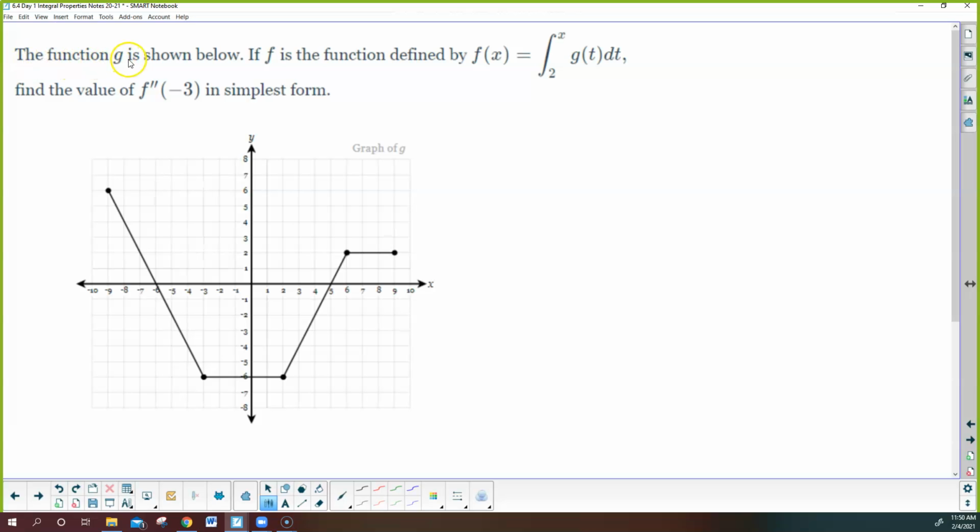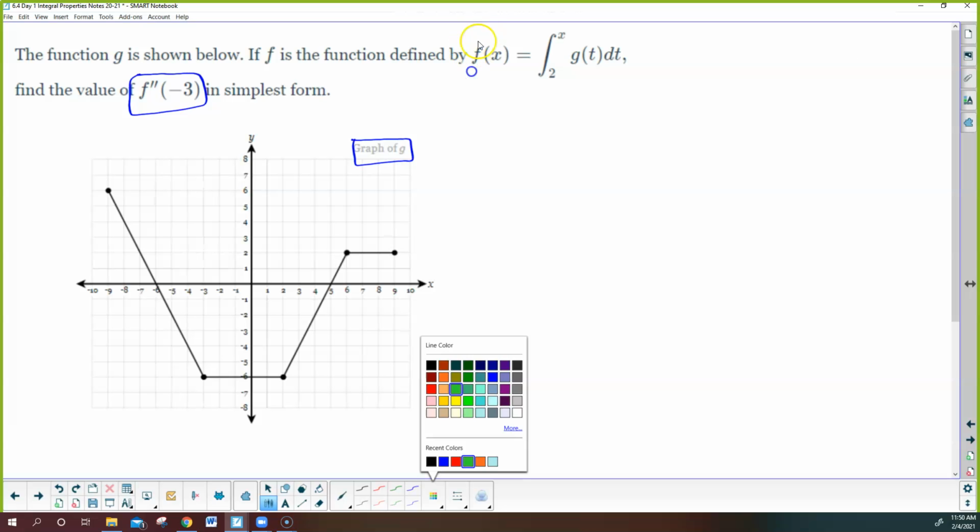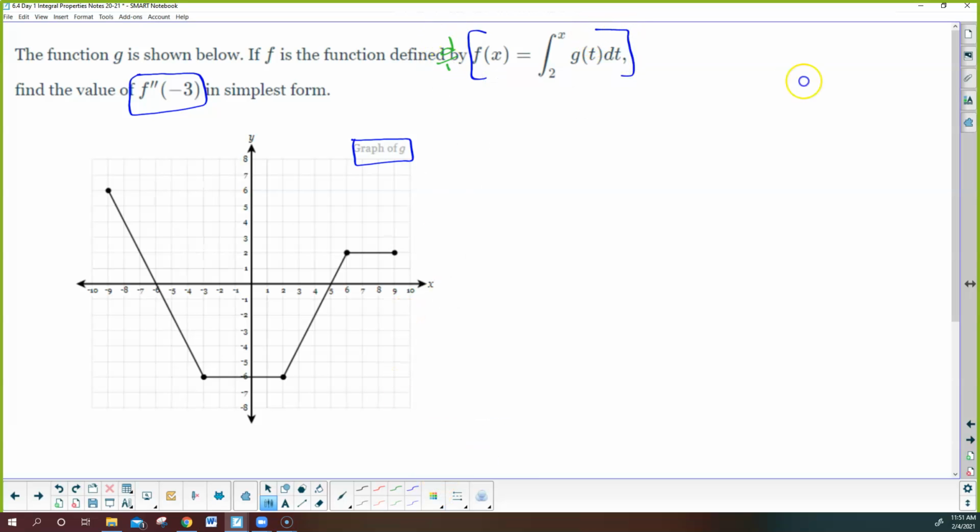Okay, the function G is shown below. Now notice, that's the graph of G, and G is right here. So F is the area under the curve. That's what I know, that if I found the area underneath these curves, that's what F is. But then they're asking me to find F double prime. So I need to take the derivative of this piece twice. So I have to find the derivative. If I take the derivative of F, that's just F prime.